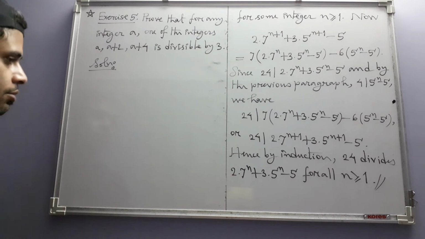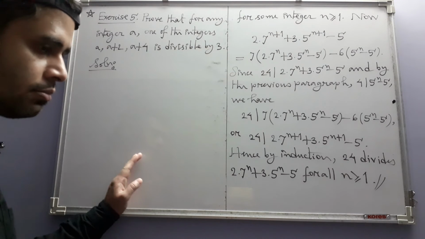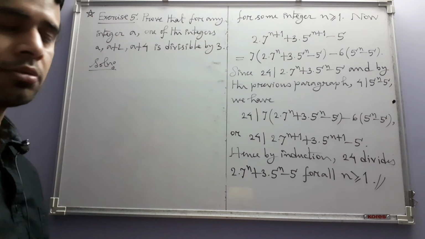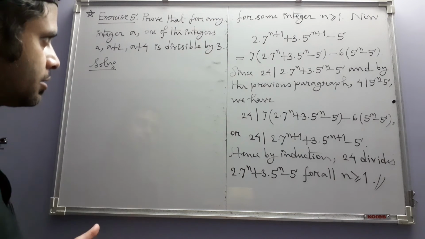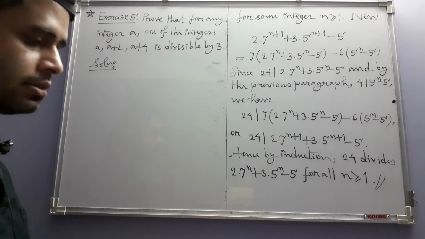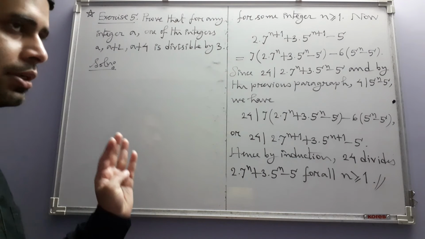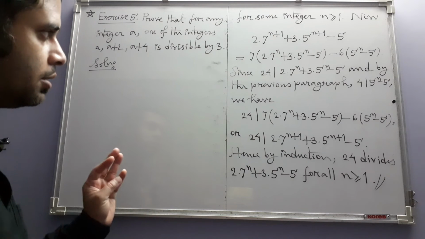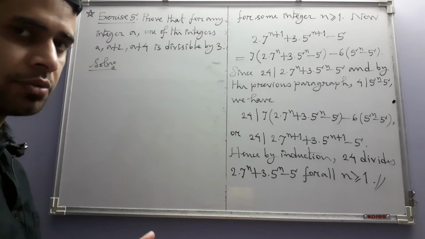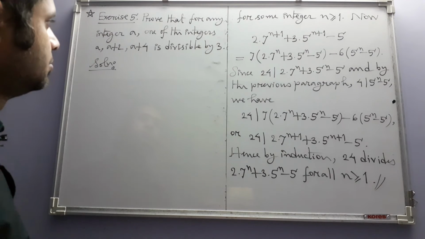Instead, here you have to use our Euclidean algorithm or division algorithm, which tells us that every integer a is of one of these forms, 3k, 3k plus 1 and 3k plus 2, depending on the remainder it leaves when you divide it by 3.